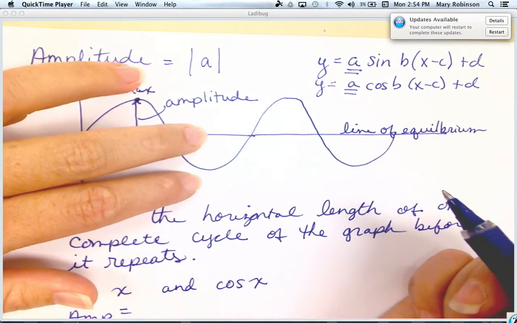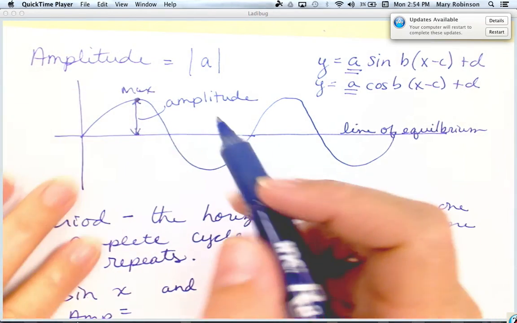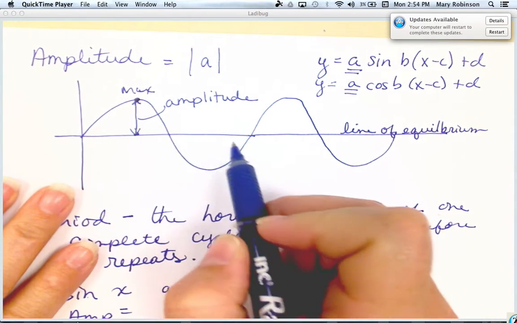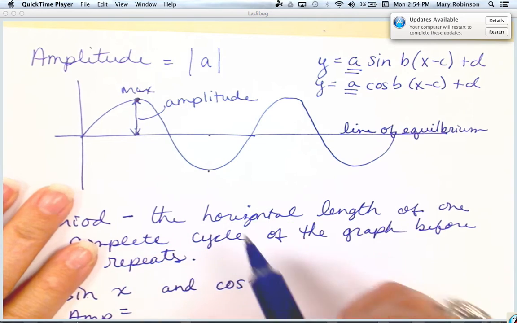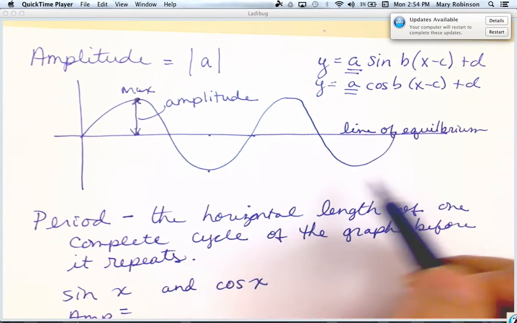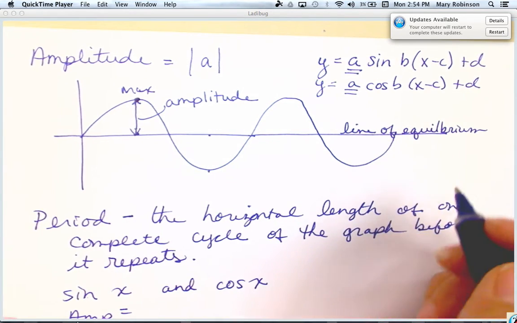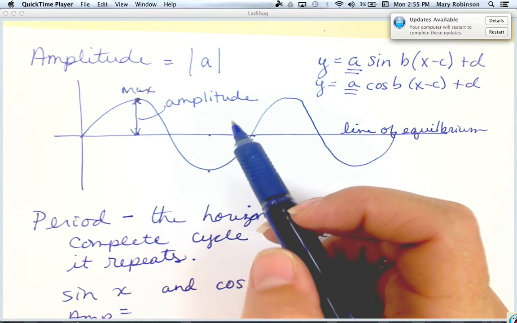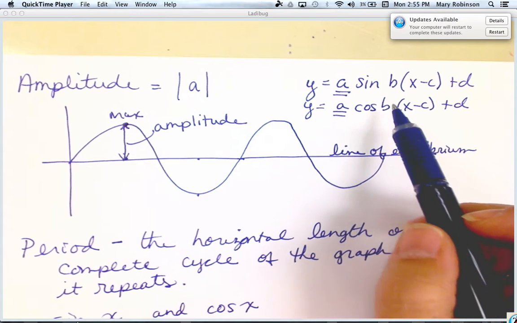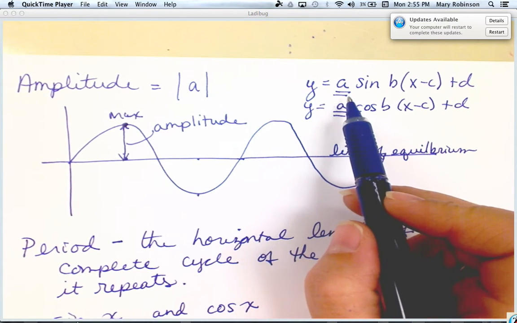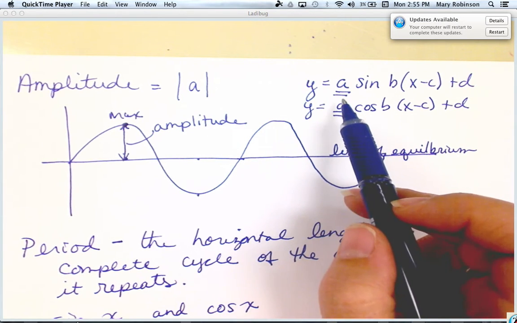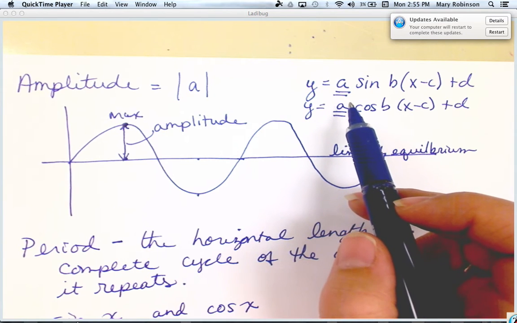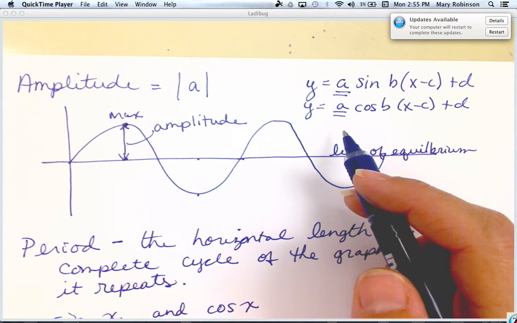to the max point. Technically, we could say the distance from here to here, since the distance from your line of equilibrium to your max or your line of equilibrium to your min would be the same in this case, since it's at y equals 0. So what we need to understand is that amplitude in our sine or cosine function is always going to be the number in front of sine or cosine. So this will be the factor that either vertically stretches or vertically compresses our function.